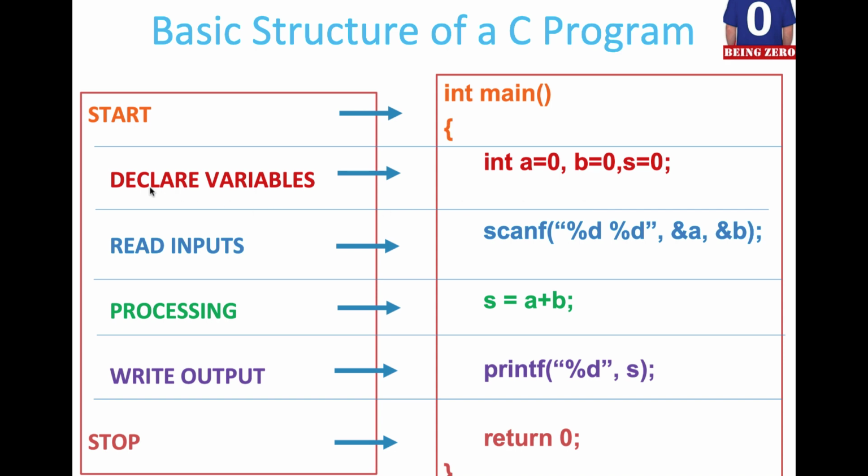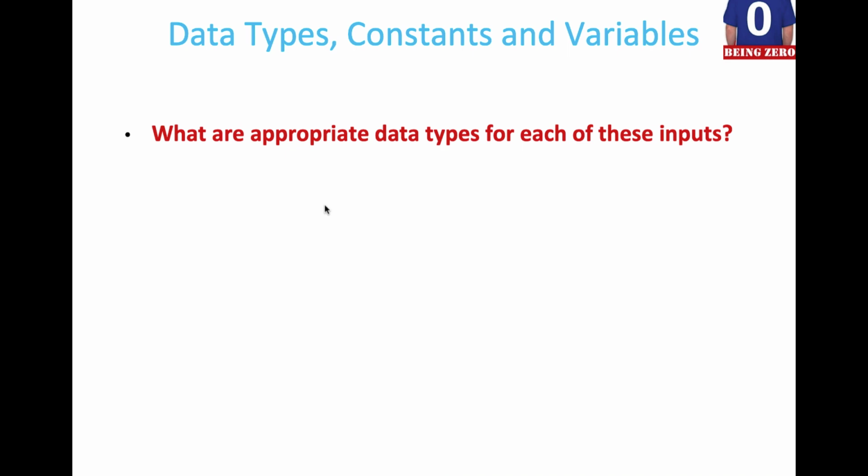Now let's get into the detail of this section of a program. So we will talk about data types, constants, and variables. Let's see some of the questions. What are the appropriate data types for each of these inputs?